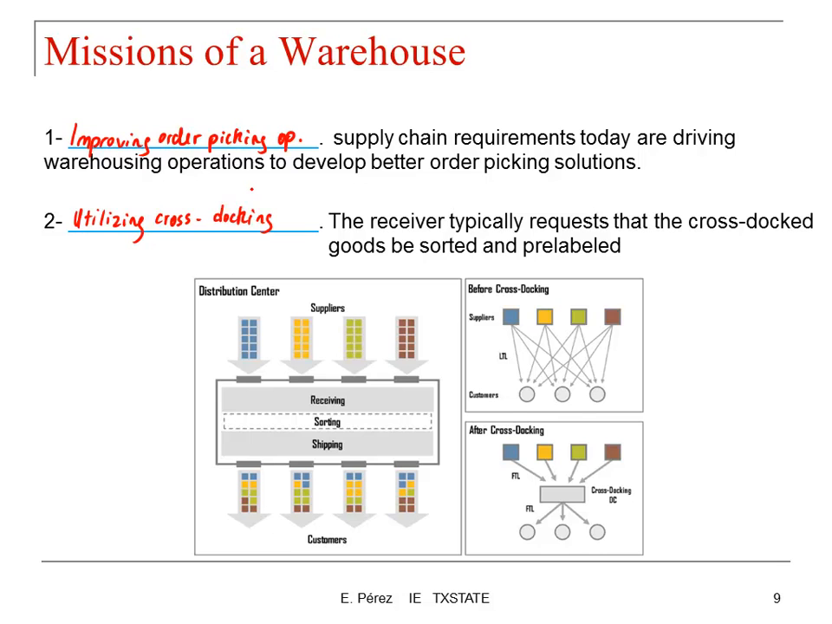So before cross-docking, you had suppliers sending items from their facility straight to the customer. But with cross-docking, you only have the supplier sending their items to the cross-docking facility. So there's a saving in terms of trips, and there's only one trip going from the supplier to the cross-docking destination. And from there, you're going to send the items or the orders to the appropriate customer.